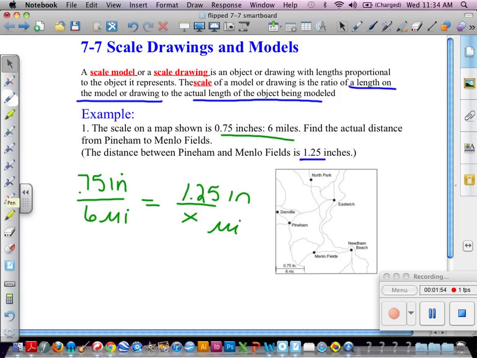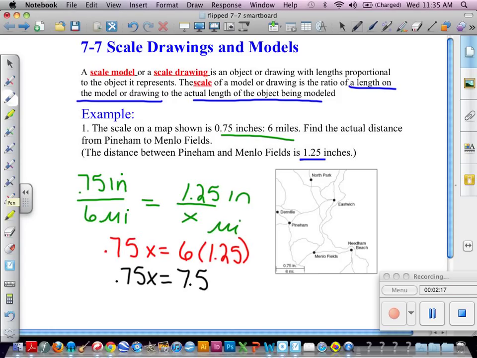At that point, go ahead and cross multiply. I'm getting 0.75 times X, 6 times 1 25/100ths. Cross multiplying. Go ahead and multiply. 6 times 1 25/100ths is 7 5/10. Go ahead and divide. X ends up equaling 10.